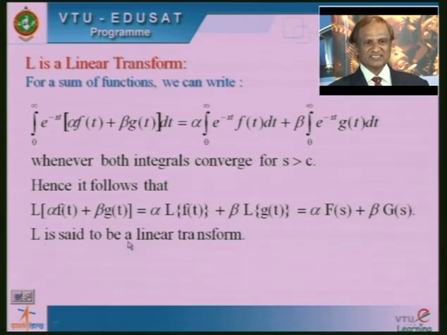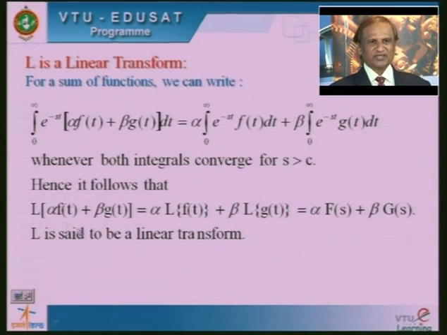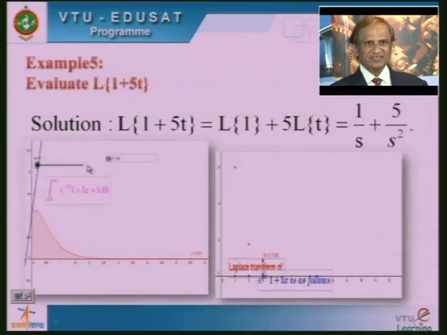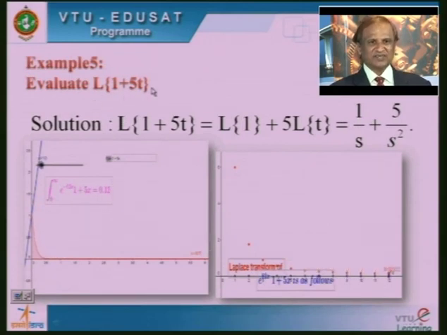Here L is said to be a linear transform. It means the linearity property holds good in case of Laplace transform. Is it clear? Right. So now onwards we can use this property to obtain the Laplace transform of more than one term. Is it clear? Right. So why can't we find the Laplace transform of 1 plus 5t? Is it clear? Right. Now you observe this function, it contains two terms, namely 1 plus 5t.